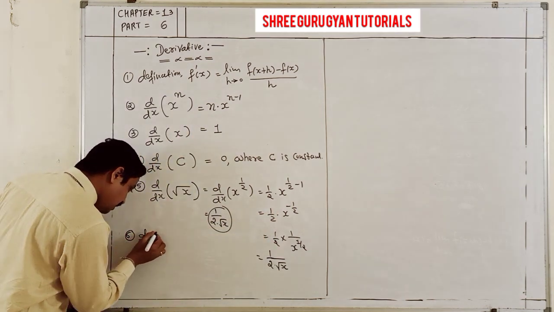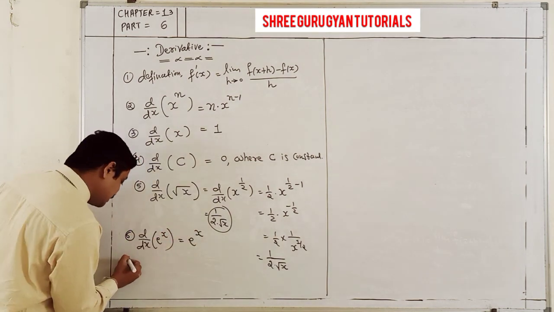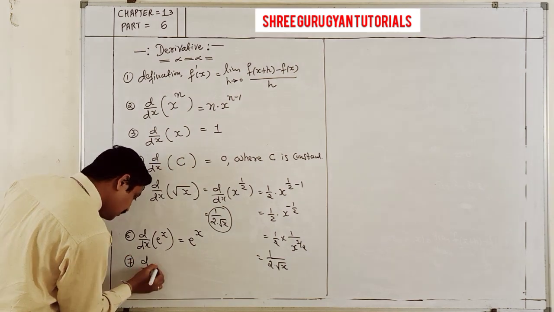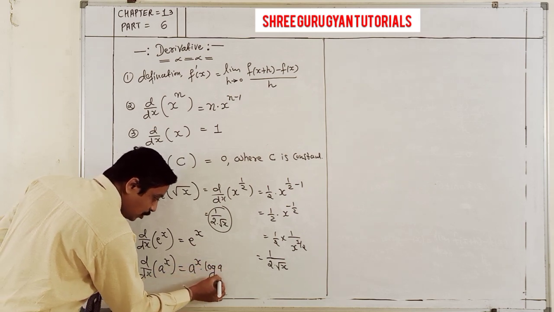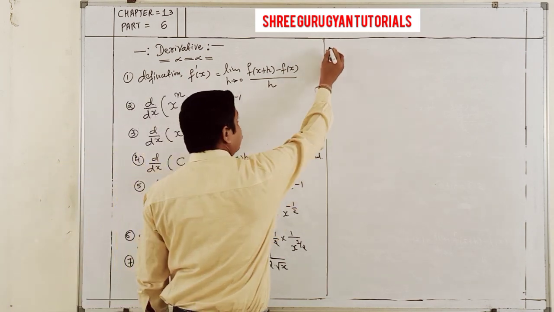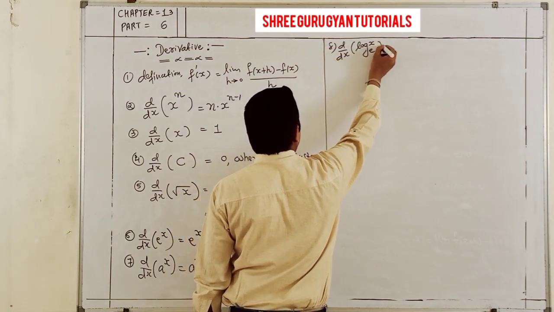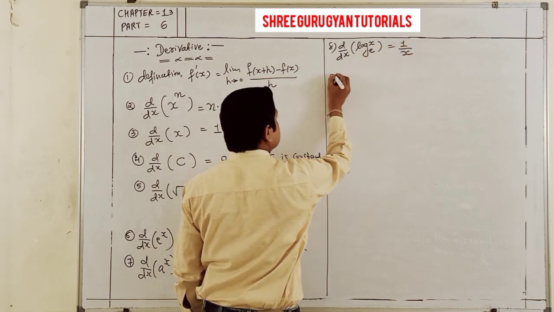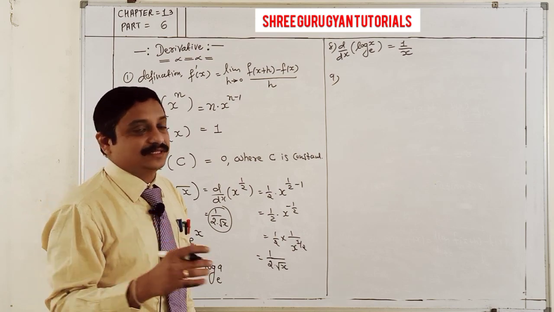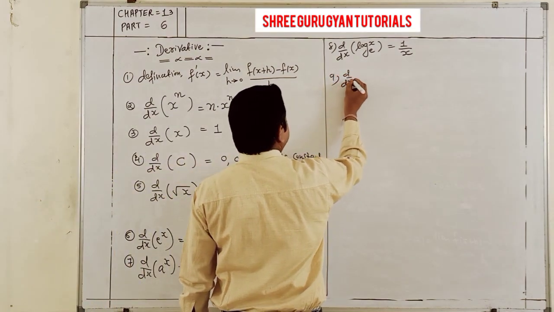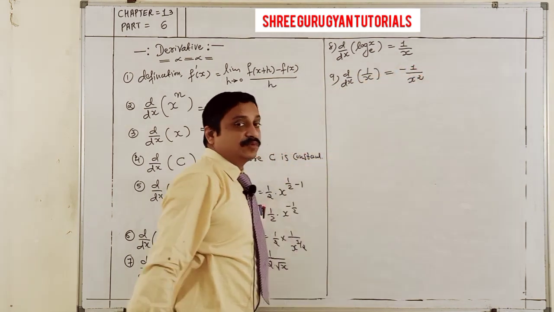d/dx of the exponential function e raised to x. The answer is always e raised to x. Next, d/dx of a raised to x is a raised to x log a to the base e. Now the 8th one, d/dx of log x to the base e, which is always 1 by x. This is a basic formula you must learn by heart, write it down at least 5 times, students. d/dx of 1 upon x is minus 1 by x square.